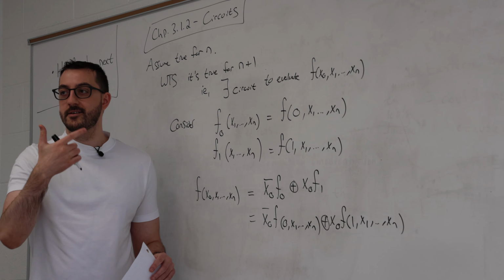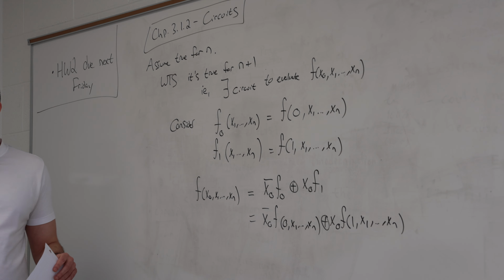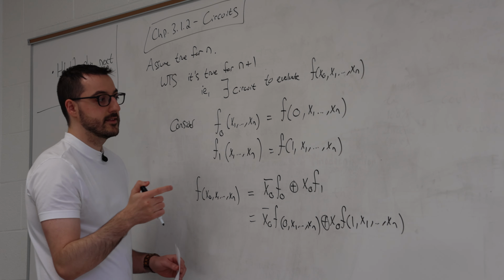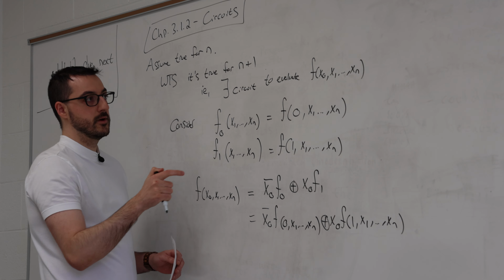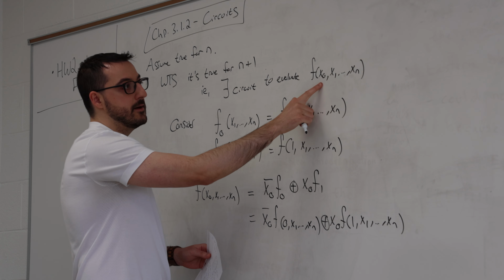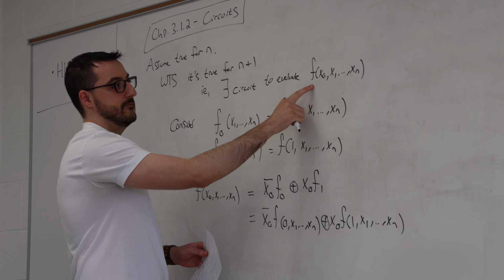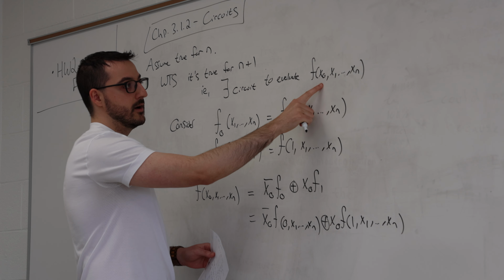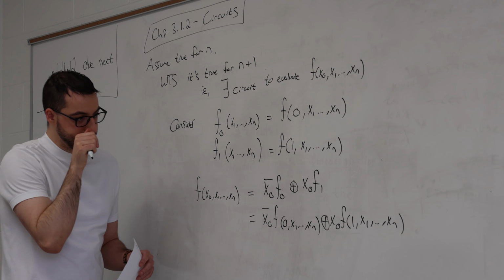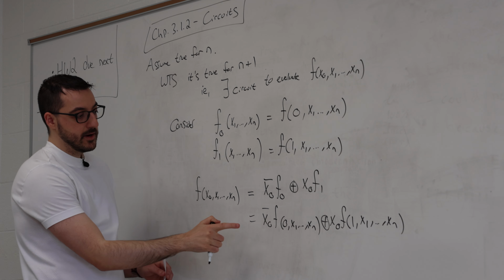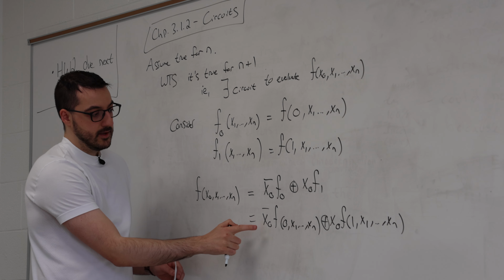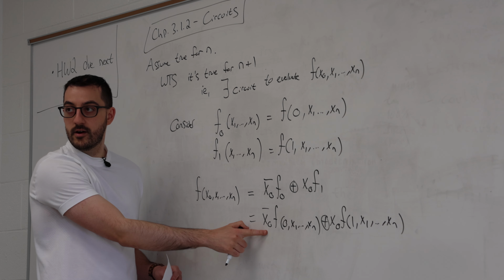Clever thing, and now it's becoming the obvious thing. So now let's consider the other case. Let's suppose x0 was 1. So that means I want to evaluate f with this bit fixed as 1, and then the rest, whatever it is. So in this expression, x0 being 1 means that the not of x0 will be 0.